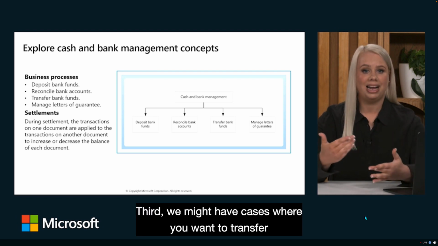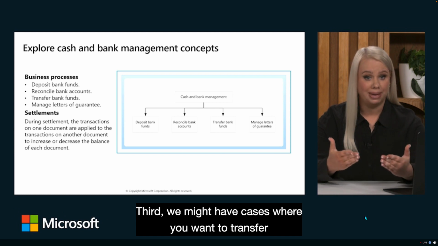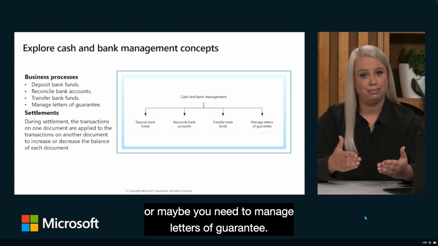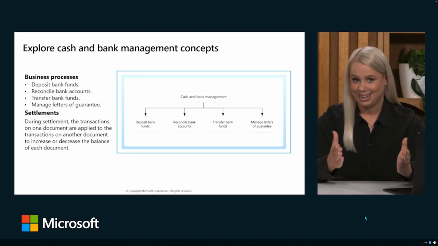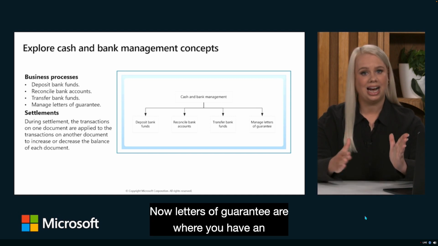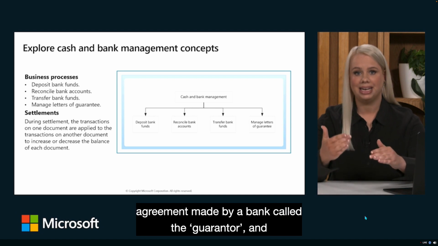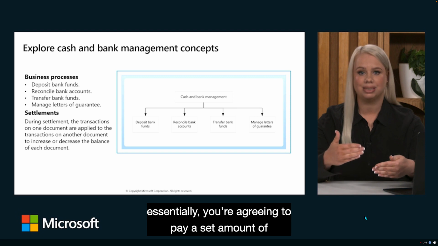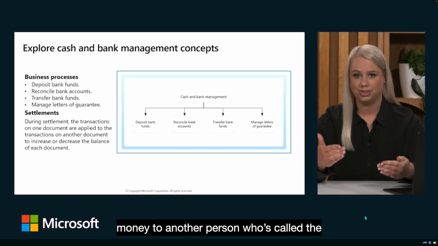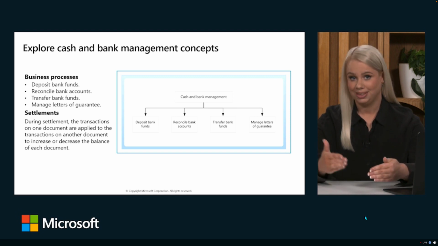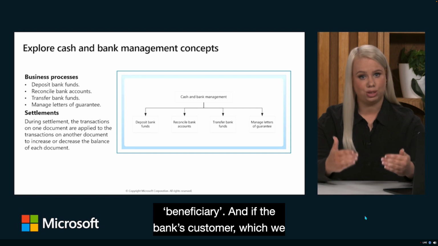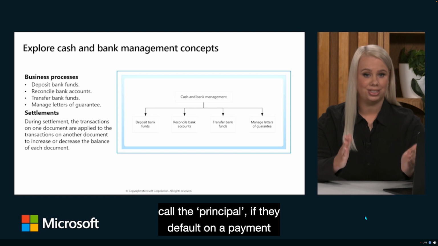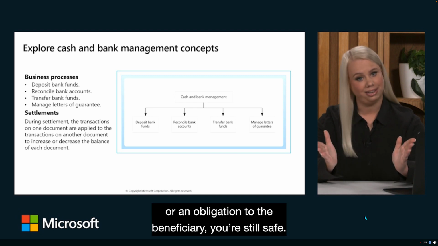Third, we might have cases where you want to transfer an amount of money from one bank account to another, or maybe you need to manage letters of guarantee. Now, letters of guarantee are where you have an agreement made by a bank called the guarantor. And essentially, you're agreeing to pay a set amount of money to another person who's called the beneficiary. And if the bank's customer, which we call the principal, defaults on a payment or an obligation to the beneficiary, you're still safe.